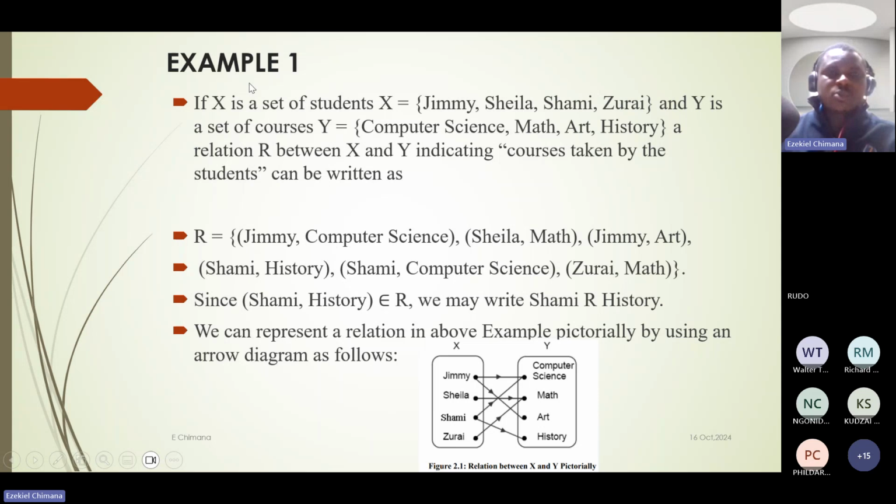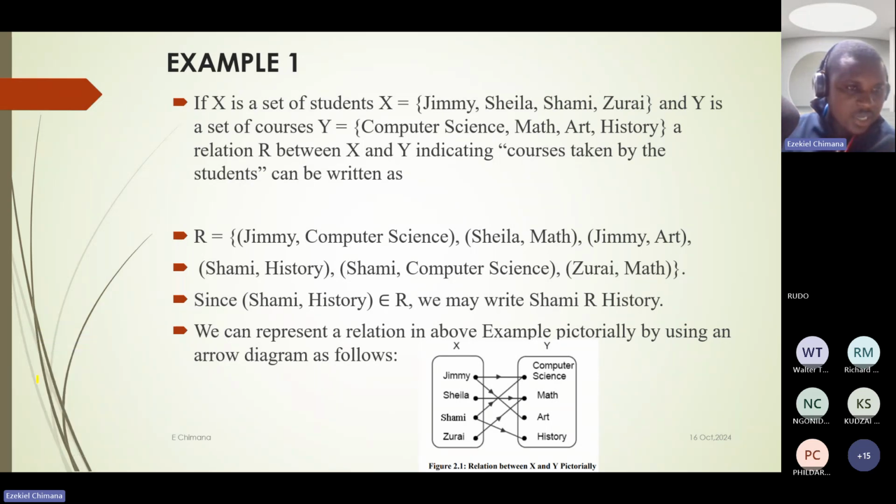So if X is a set of students, for example Jimmy, Sheila, Shami, and Surai, and Y is a set of courses like computer science, maths, art, history, then a relation R between X and Y indicating courses taken by students can be written as Jimmy, computer science; Sheila, maths; Jimmy, art; Shami, history; Shami, computer science. So it's a cross product, like what we have been doing.